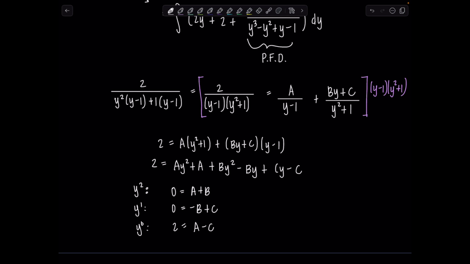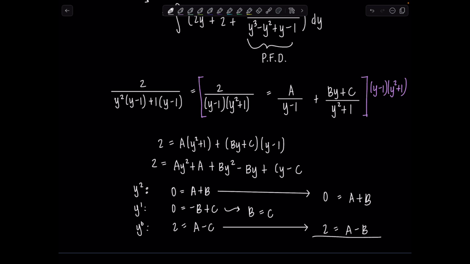Oh, this is not nice. No, actually it's fine. So from the second equation, I can see b is equal to c. And if I substitute that into the third equation here, b is equal to c, 2 equals a minus b, since b is c. And the first equation is 0 equals a plus b.